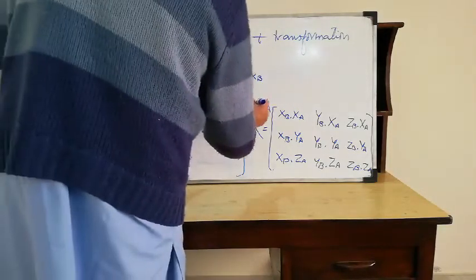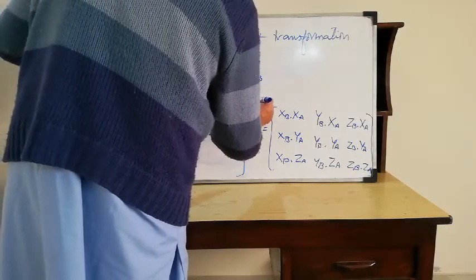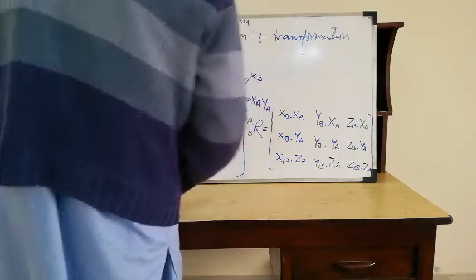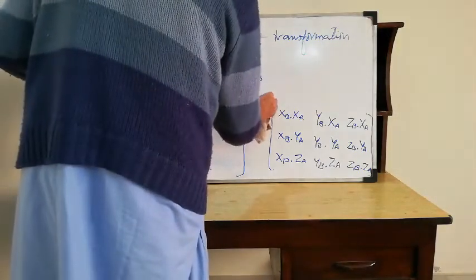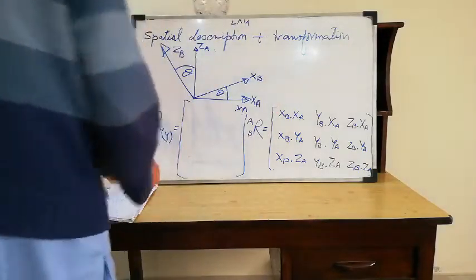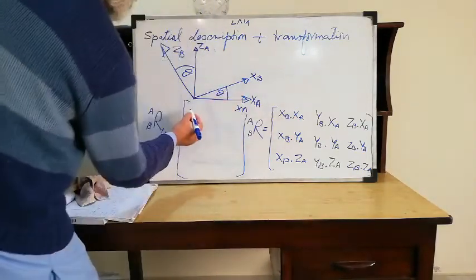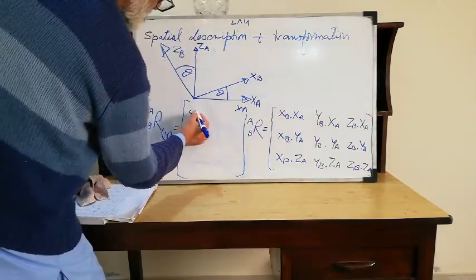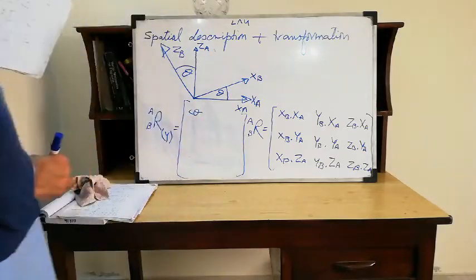We have here, I'm going to write XA. So XB dot XA is cos of theta. So I'm going to write down cos of theta here.